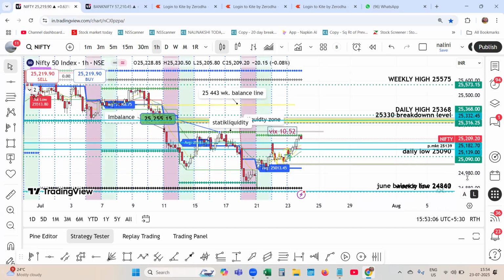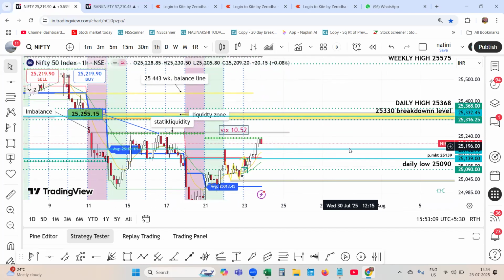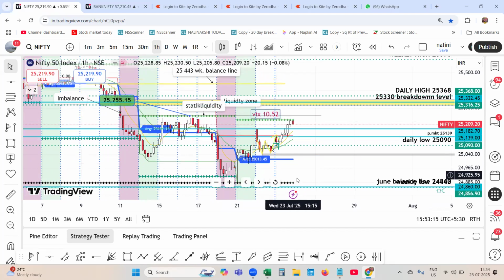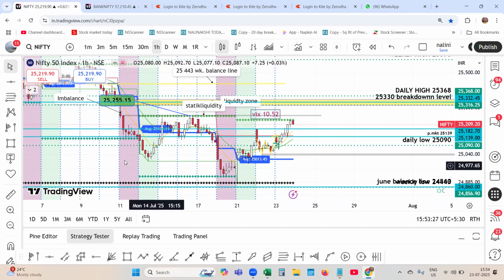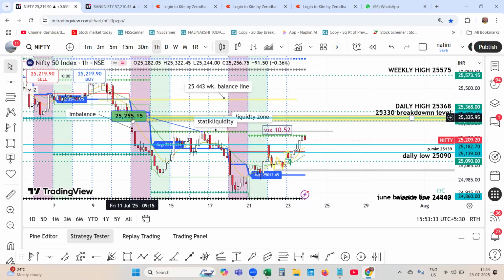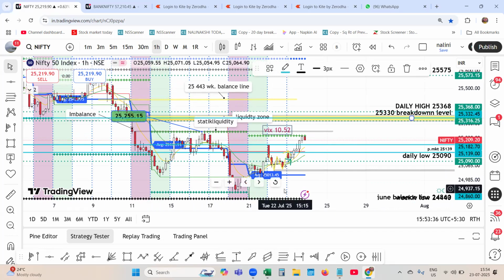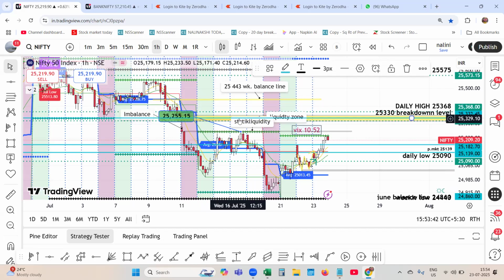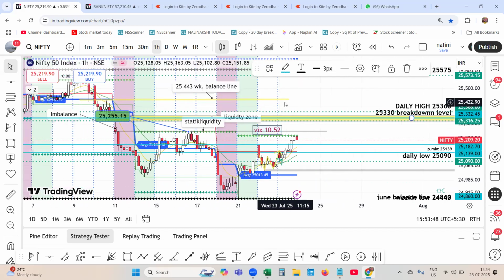So I'm coming back to the Nifty chart once again. Grab this and see the picture and let it be in your mind for tomorrow's trade. Okay, these are important levels. These are the weekly breakdown levels, and the previous week's high was 25,332. You should remember that, and the balance line is here, 25,443. So you need to be very careful.